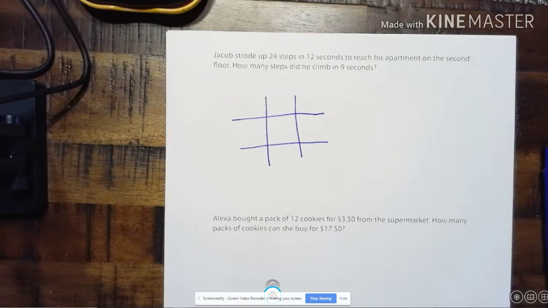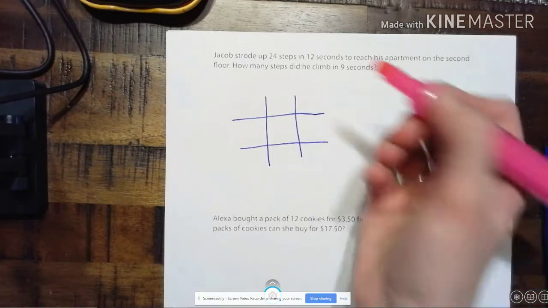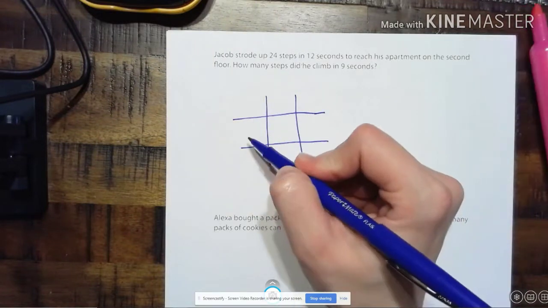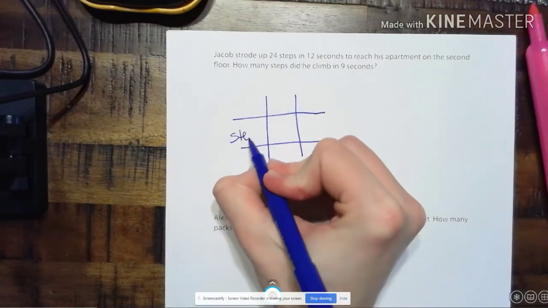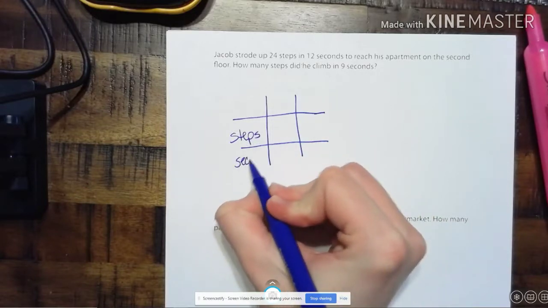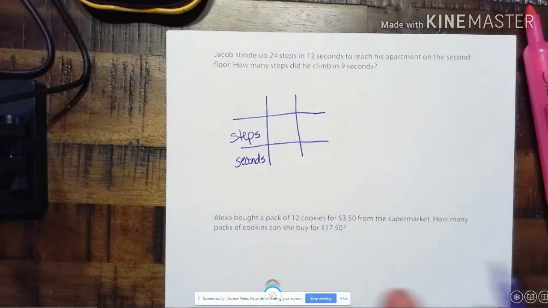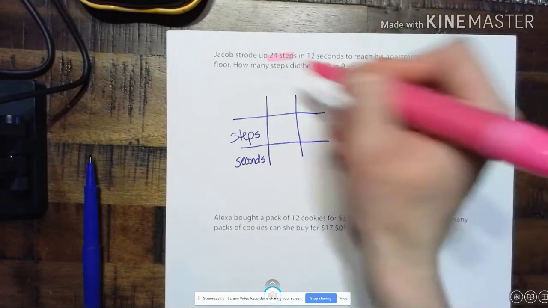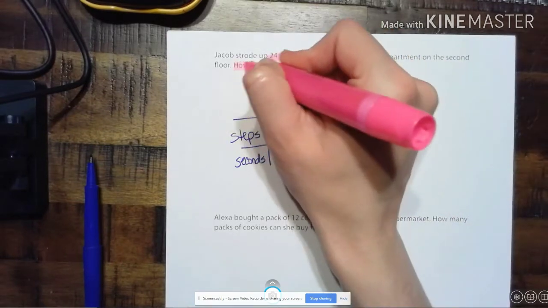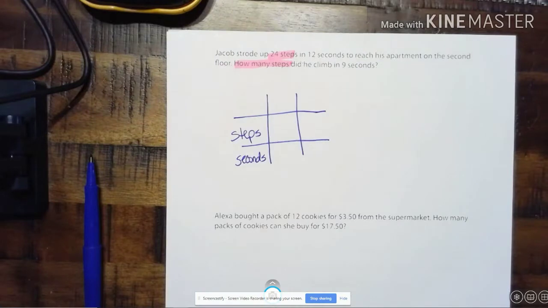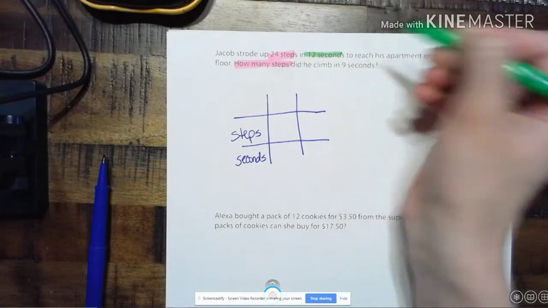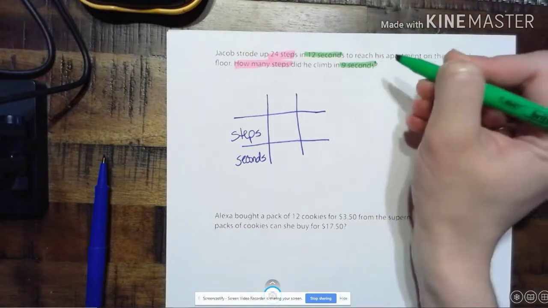The other thing that I have them do is we color code everything. We match everything up nice and neat. So we're going to compare steps in seconds. In these first two blanks in my tic-tac-toe, I'm going to add those labels, steps and seconds. So over here, we write the two things we're comparing. I have 24 steps here. And then I see that my question is asking me how many steps. And then I do 24 steps in 12 seconds. So 12 seconds is going to be green. And I'm looking for 9 seconds.